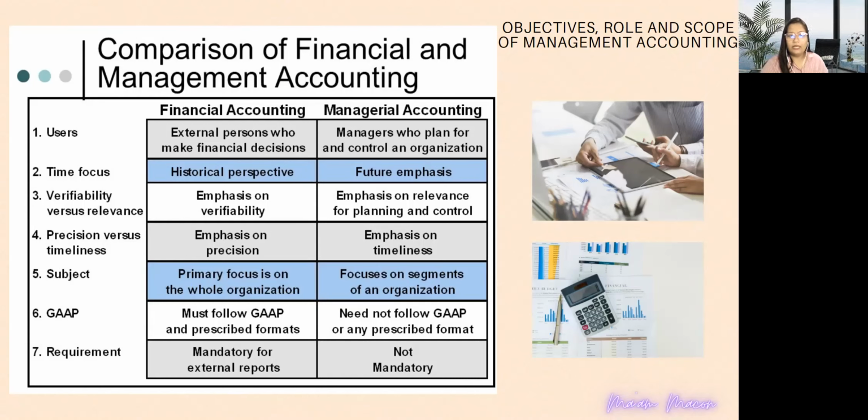In terms of users, ang FA natin, external persons who make financial decisions. So basically, kapag financial accounting yung pinag-uusapan natin, we're talking about the primary users or the external users. We're talking about the investors, the current and the potential investors, as well as the creditors. The information that they need is that profitable ba yung business? Meron ba akong profit na makukuha sa kanila once na nag-invest ako? Or in terms of creditors, mababayaran ba yung papautang ko sa kanila? That's the users of financial accounting information.